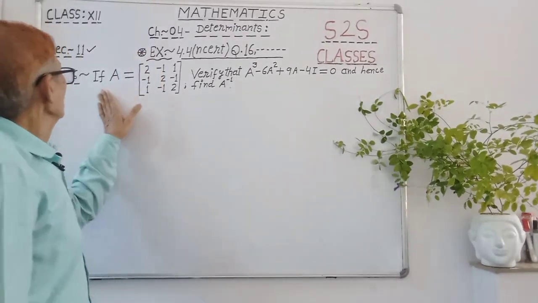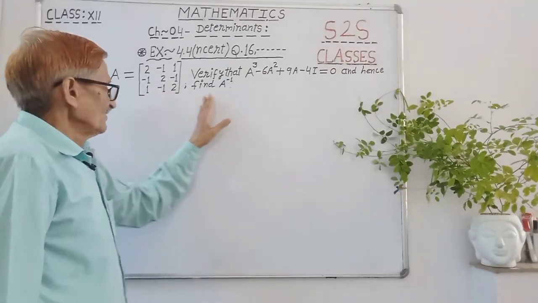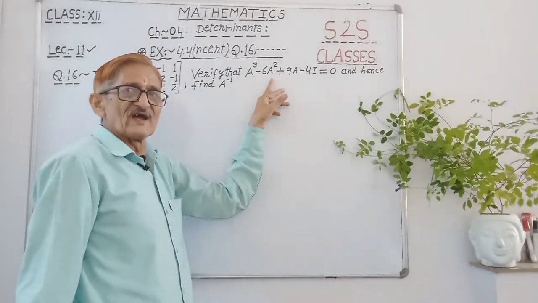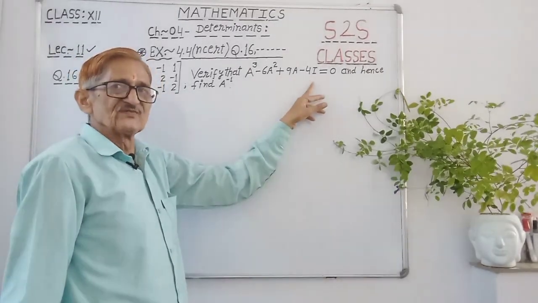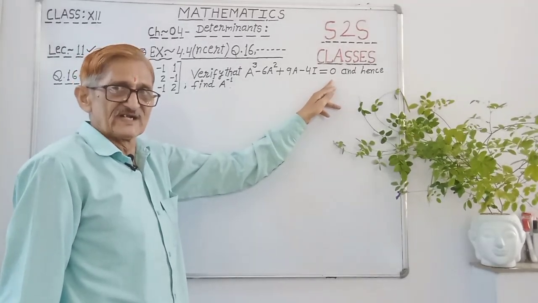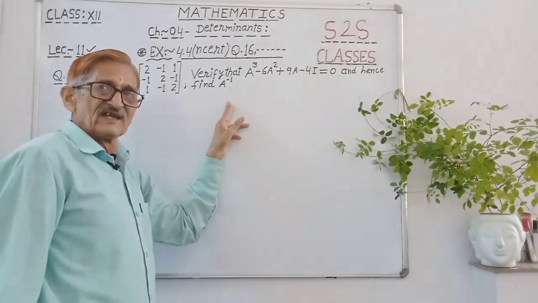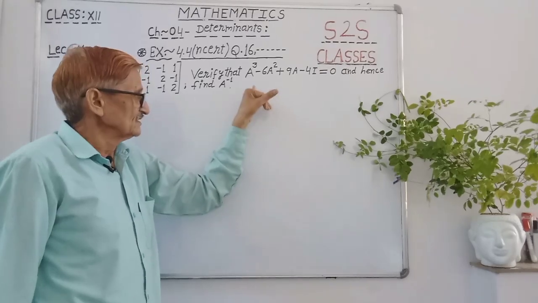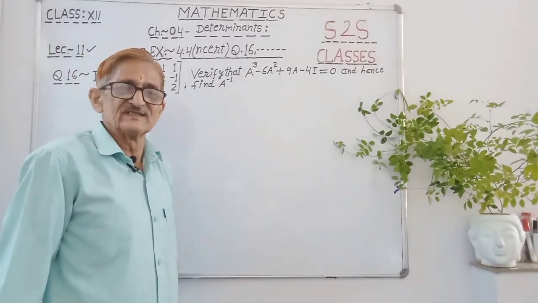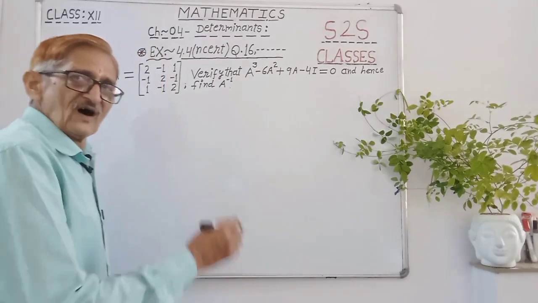So question 16: if A equals the 3 by 3 square matrix, verify that A cube minus 6A square plus 9A minus 4I equals 0. We have to verify this matrix equation, and hence find A inverse. Hence means from this matrix equation you have to find the inverse of A. Okay, now how?